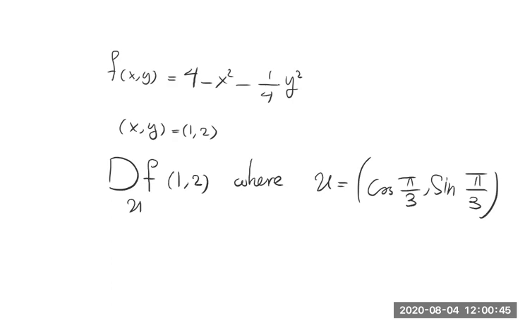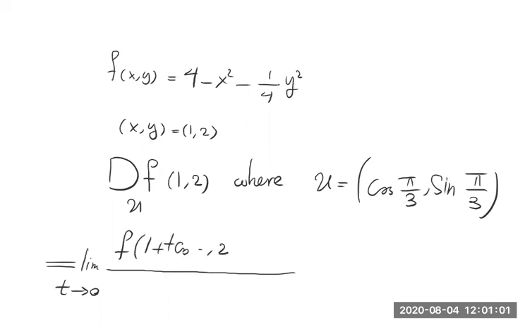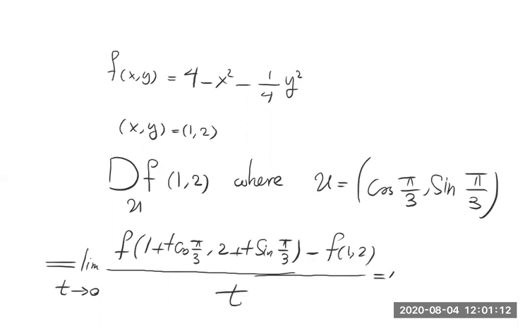Okay, let's use the definition. So the derivative of f in direction of u at the point (1, 2) would be the limit as t goes to 0 of f at this point (1, 2) plus t times cosine of pi over 3 plus t times sine of pi over 3, minus f of (1, 2), over t. Okay, it would be limit t goes to 0 of this thing.